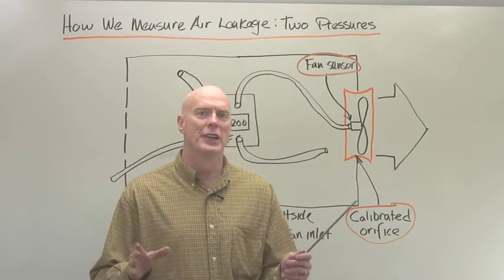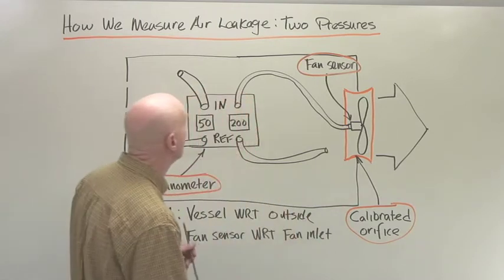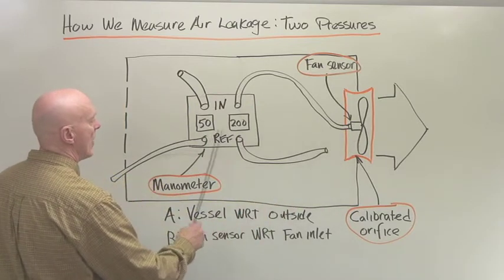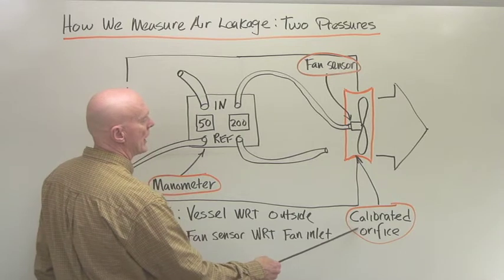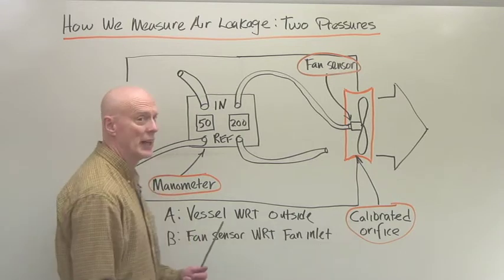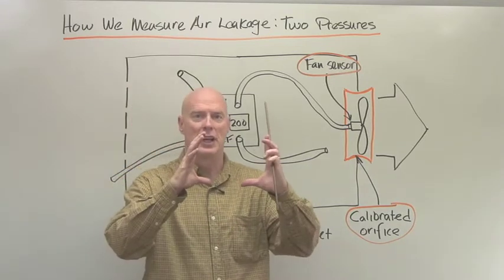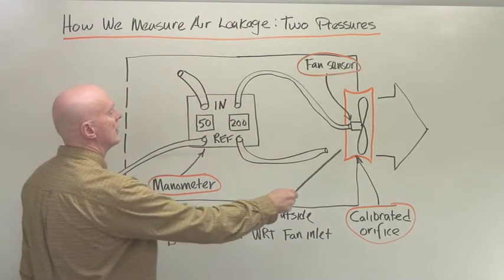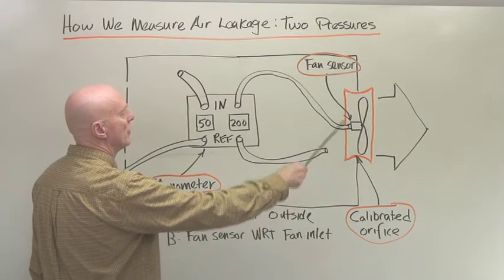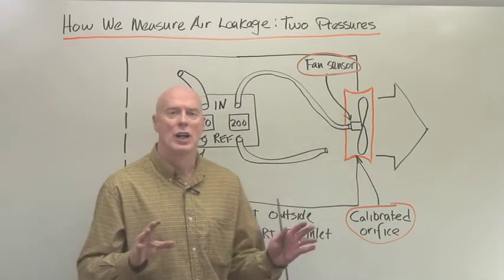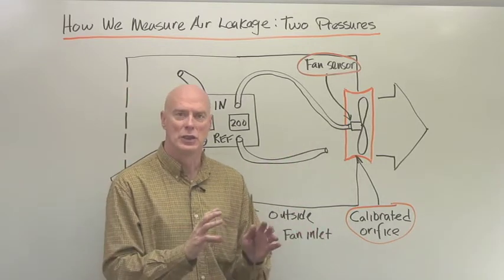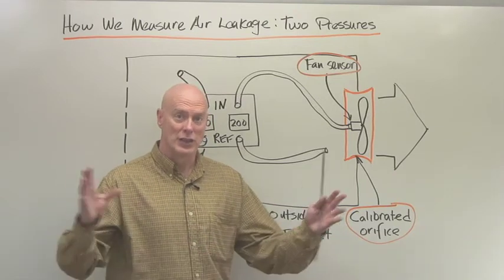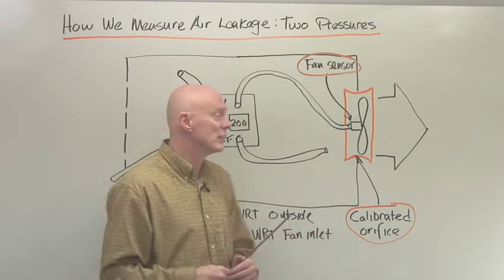We can measure the leakage in a vessel using a fan and a manometer, and the fan is going to be coupled with a calibrated orifice. The calibrated orifice is going to have a particular size. The manometer is going to recognize the sizes of the orifice, and there may be a number of different sizes that we use that give us different ranges for various sizes of vessels and leakiness of vessels.